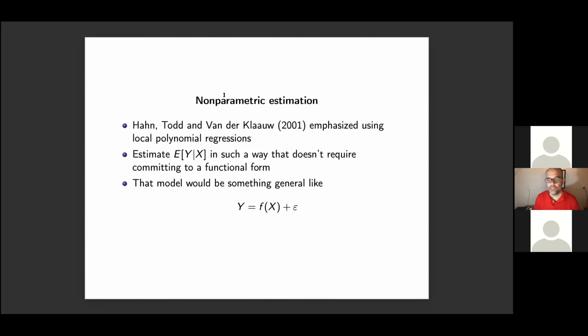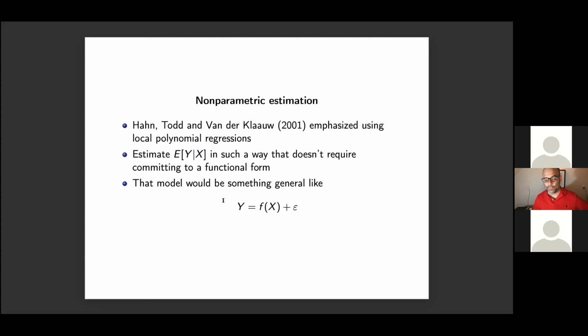Now, Hahn, Todd, and van der Klaauw emphasized using local polynomial regressions. You can use non-parametric methods too that will estimate a functional form. You can estimate the expectation of y given x just using histograms or using fan regressions or things of that nature.